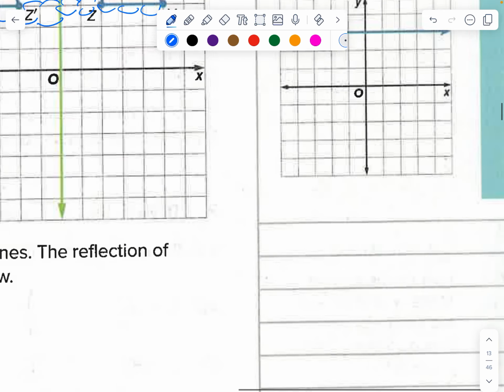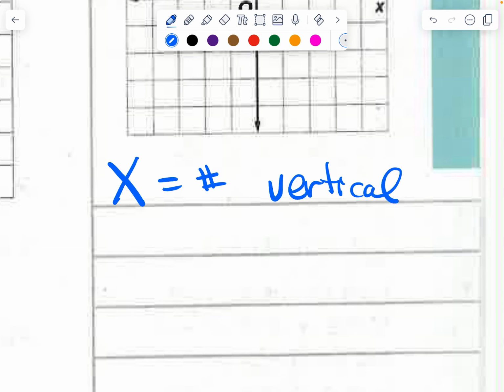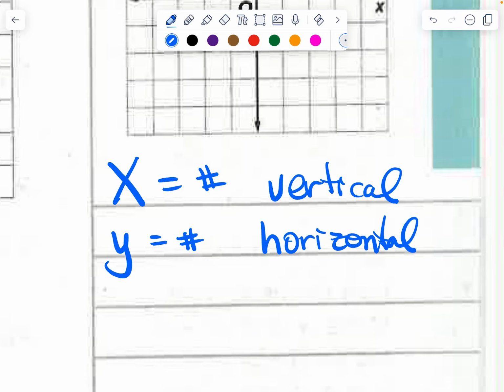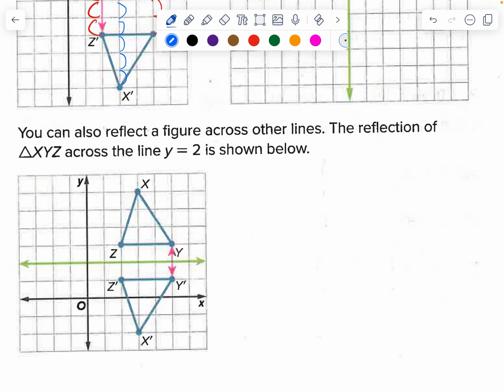Now, before we do this, I want you to remember that when x equals a number, this is going to be a vertical line. When y equals a number, you are going to have a horizontal line. Okay? So when I'm looking at this right here, it says you can also reflect a figure across other lines. The reflection of triangle XYZ across y equals 2.